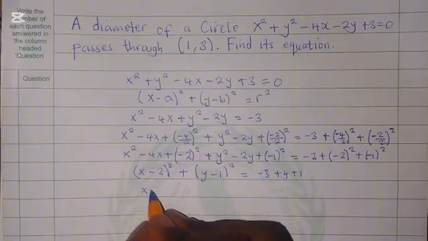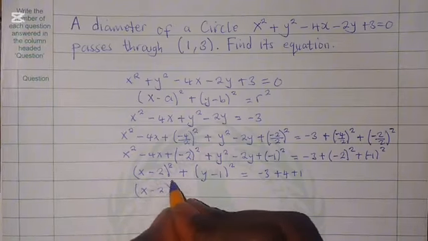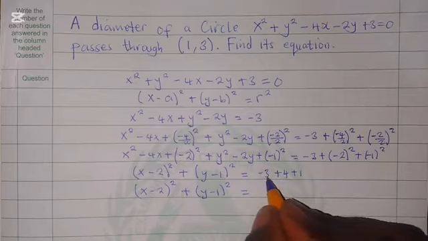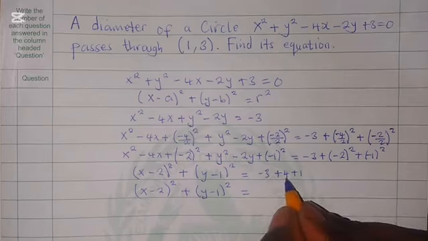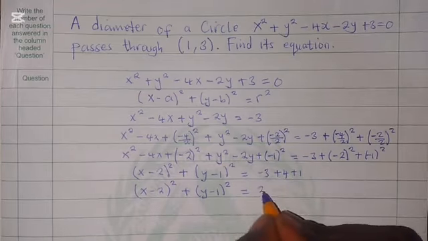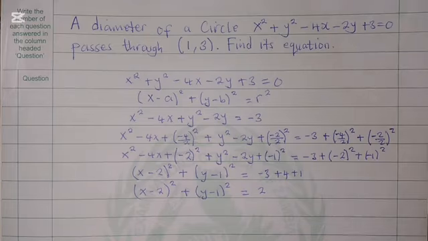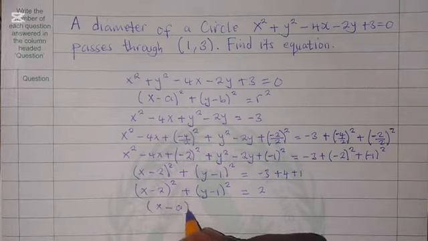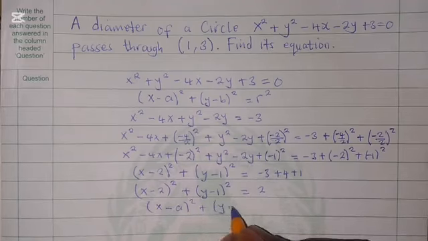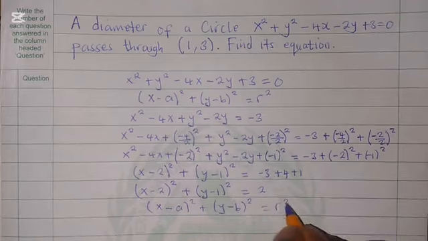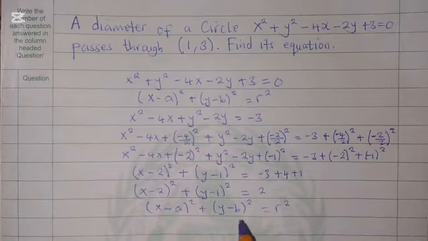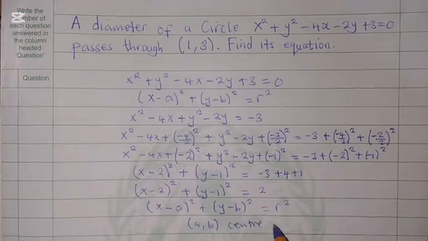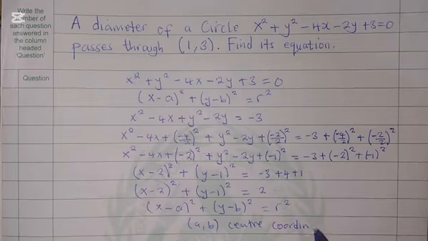So here we are going to have (x minus 2) squared plus (y minus 1) squared equal to, so negative 3 plus 4, this will give us positive 1, plus 1 to give us positive 2. So from here we can notice that when you look at the general equation of the circle, which is (x minus a) squared plus (y minus b) squared equal to r squared, you can notice that (a, b) represents the center coordinates.